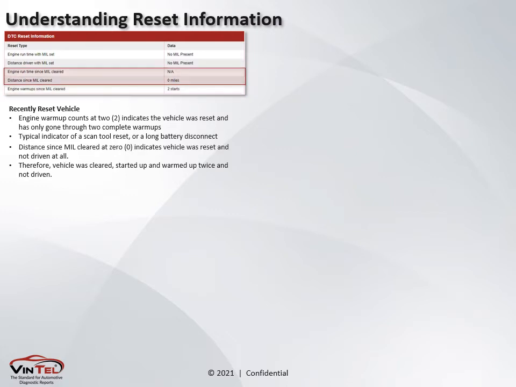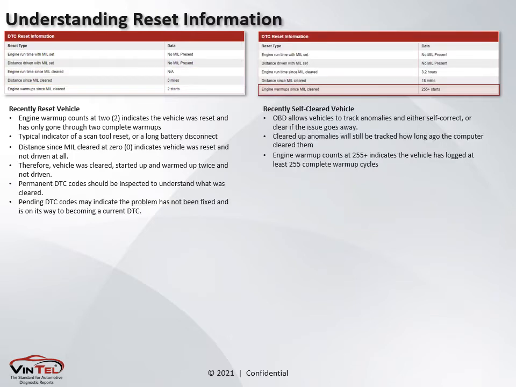Our next interesting tidbit on this vehicle is looking at the distance since MIL cleared of 0 miles. That means that this vehicle has not been driven since it was cleared. Combine that with only 2 warm-ups suggests that this vehicle was cleared manually with a hand scanner, and therefore we need to look at the permanent DTC records to find out what is trying to be hidden.